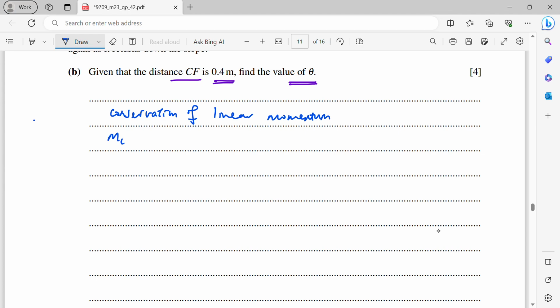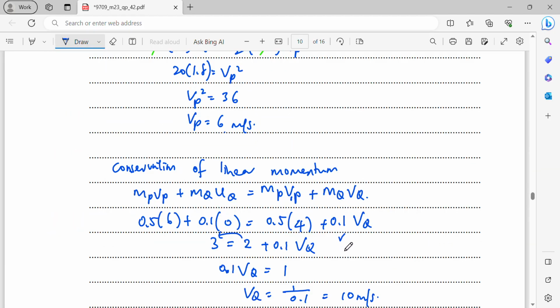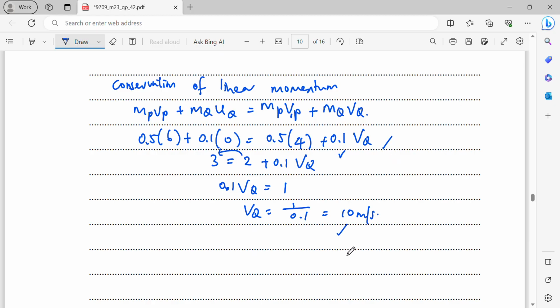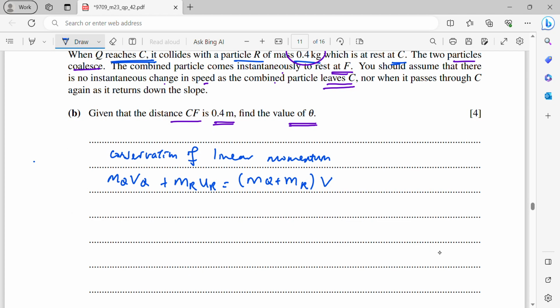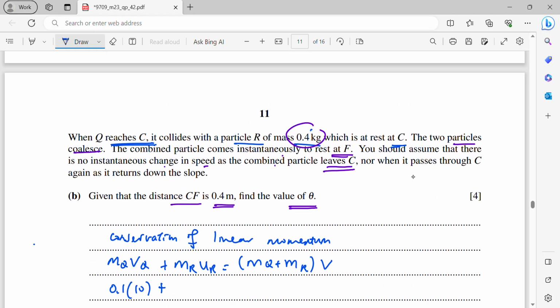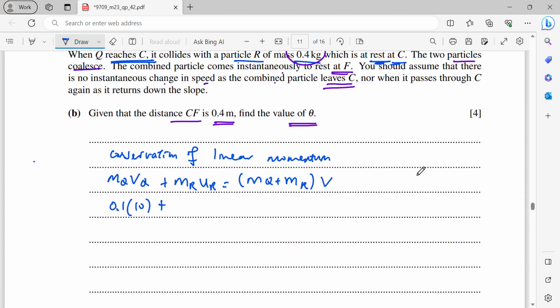Then I will write MQ VQ plus MR UR equals to, since they collide, they will combine together and move with speed v. So MQ is 0.1, the VQ is basically 10, from the previous calculation. So 0.1 times 10. The MR is 0.4 from the question here. Then it is at rest, means that the U equals to 0. So 0.4 times 0. MQ plus MR is going to be 0.1 plus 0.4 together with the V.